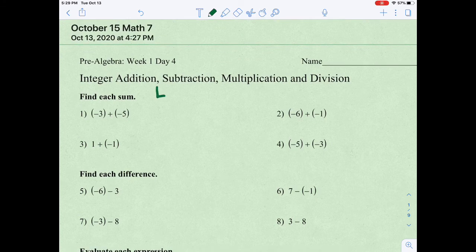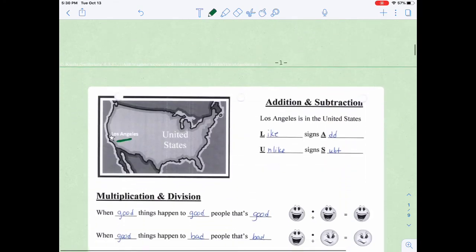So let me pop back up here really quick and look at some addition. So here we have L, A, and US. LA is in the US, right? So like signs add. So here we have like signs, so we're going to add and keep the sign, right? And then here we have unlike signs in number 3, a positive and a negative. So unlike signs, we're going to subtract. 1 minus 1 is 0. We don't need a sign for 0. So hopefully that's kind of helpful.